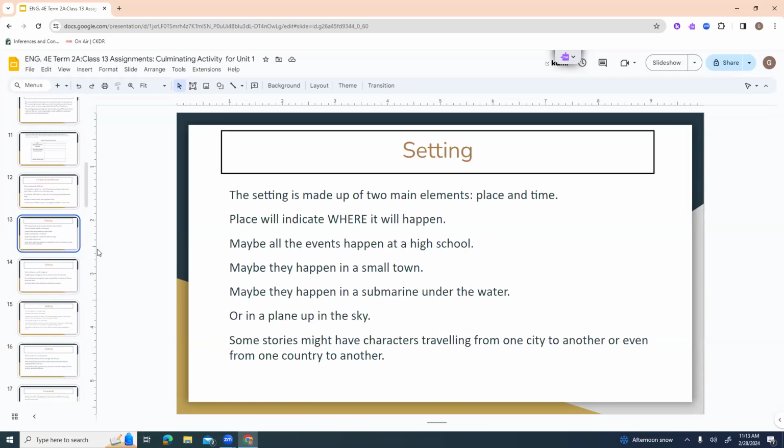Okay, setting. Every setting is made up of two main elements, the place and the time. Place is where it will happen. And that can be a very small area or a very big area. Maybe all the events just happen at a high school or at someone's house, or maybe they happen in a small town or in a submarine under the water or a plane up in the sky.